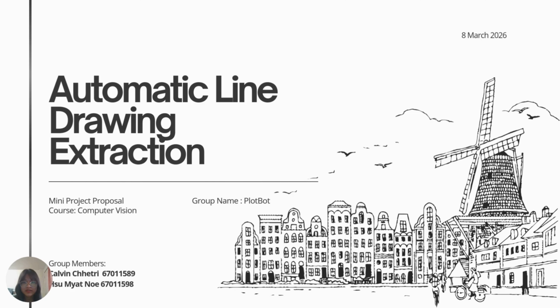Good morning, everyone. Our project is titled Automated Line Drawing Extraction, and our group name is PlotBot. The goal of this project is to build a computer vision pipeline that converts real-world images into clean line drawings using classical image processing techniques. Instead of using deep learning models, we focus on fundamental computer vision algorithms to extract the important structures of an image. Today, I will explain the problem, system pipeline, techniques, and the results of our approach.